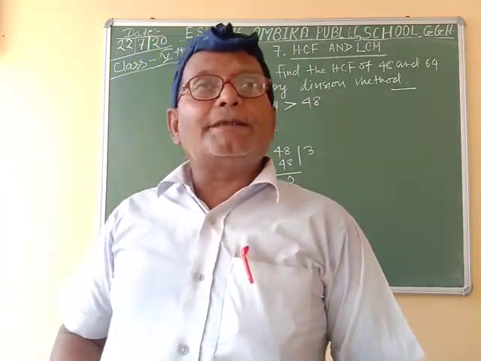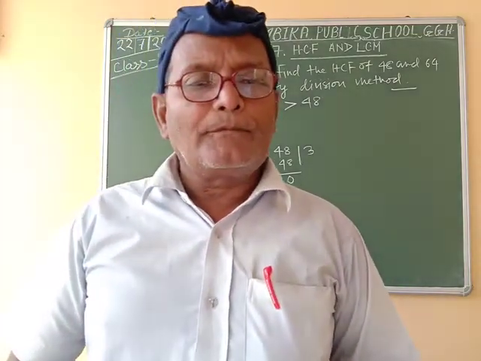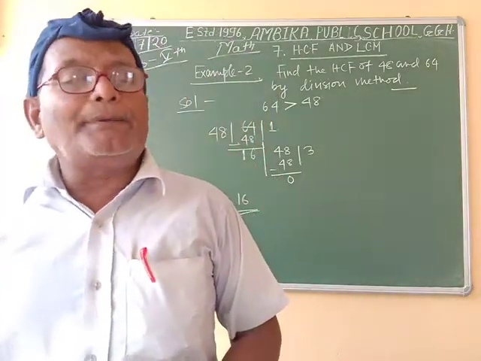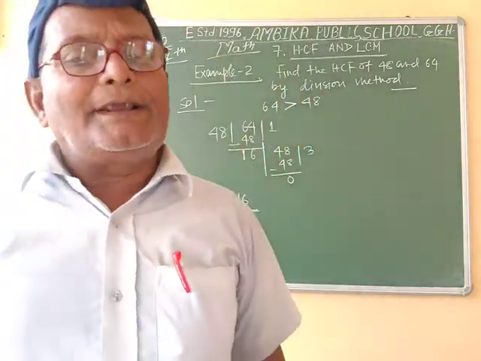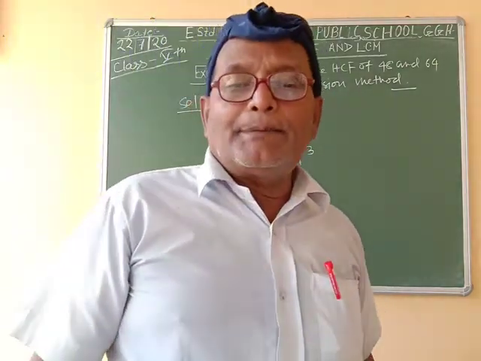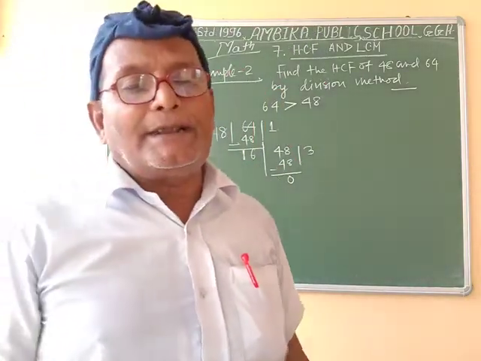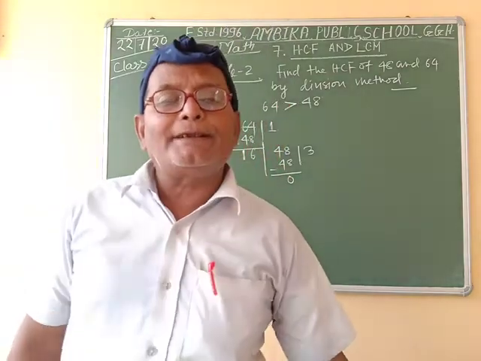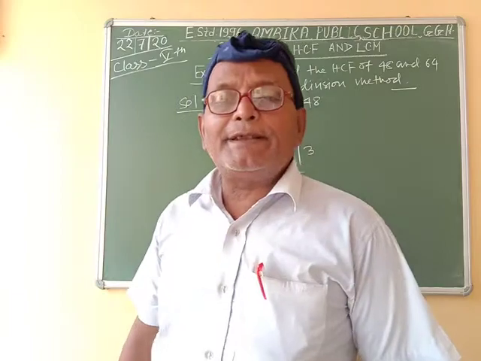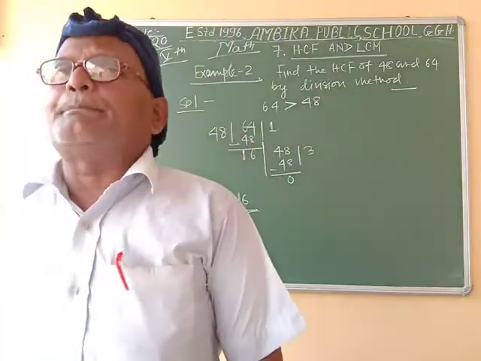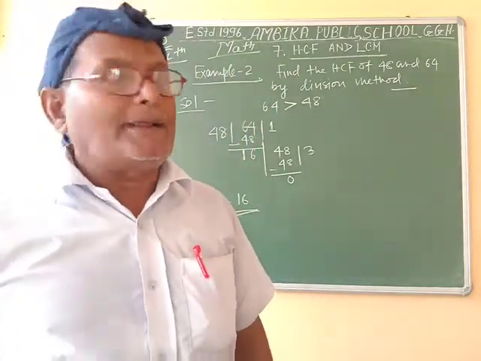If the remainder is not 0, then divide the smaller number by the remainder obtained in step 1 and find the new remainder. If the remainder is 0, then the divisor of this second step will be the required HCF.